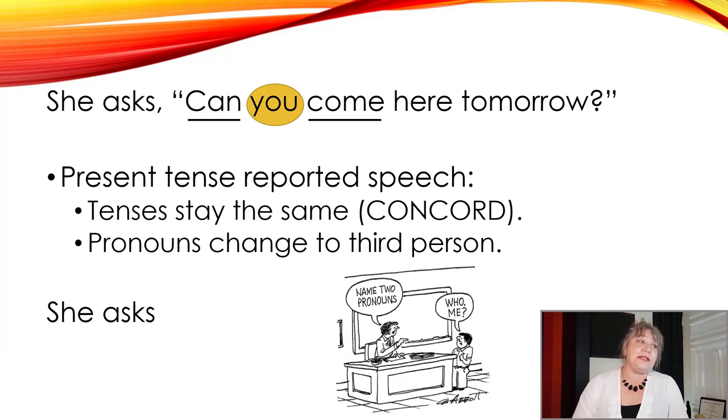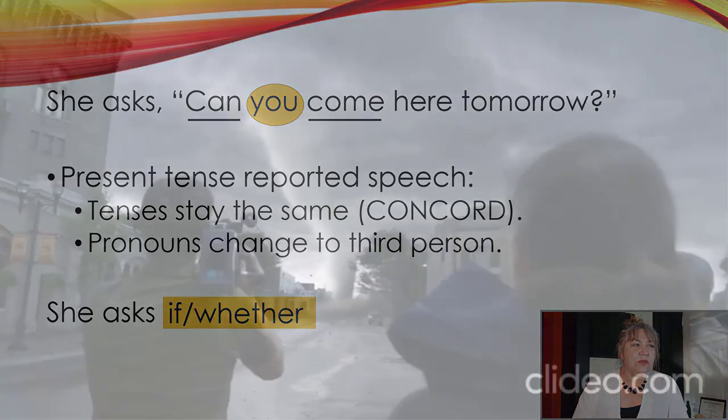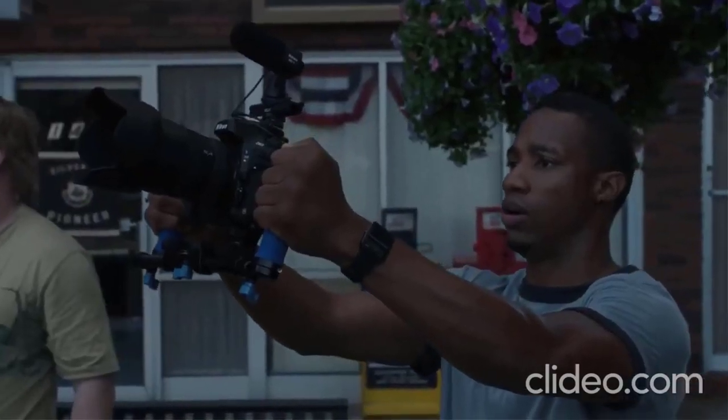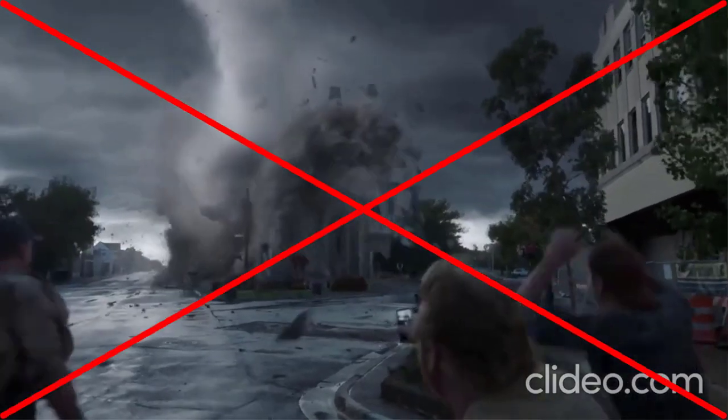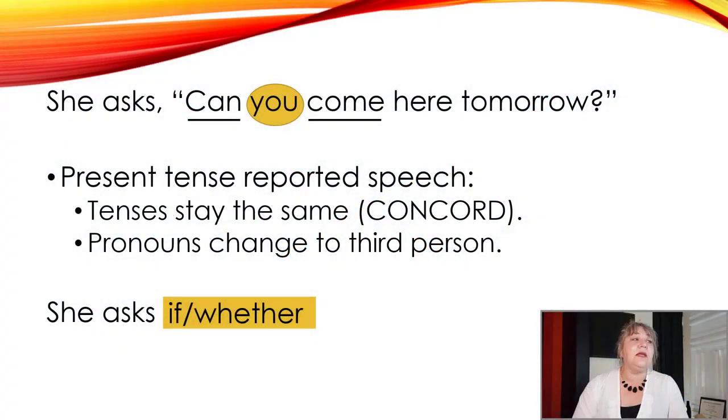So now you write, she asks if or whether. In the statement sentences, you write that. And now, if or whether. Please do not misspell weather. This has nothing to do with an atmospheric phenomenon. Rain, shine, hail, wind. No, this is not the same thing. Okay? She asks if or whether.